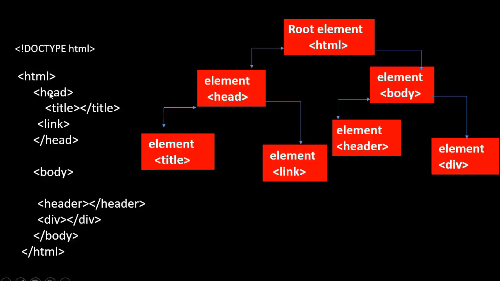You can see here we have the HTML tag. It has both head and body tags as its children, and here the head has title and link tags as its children, and here the body has both the header and the div tags as its children here. So that is the structure of any HTML page.